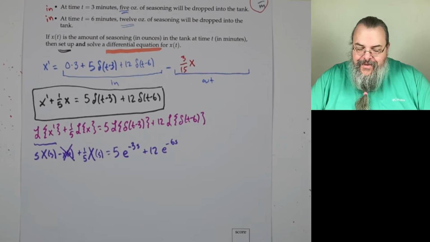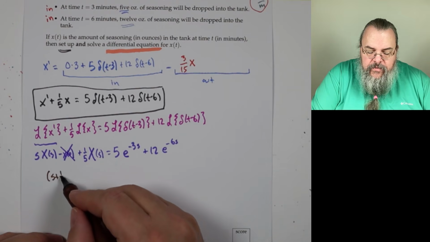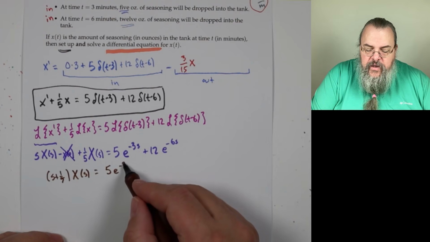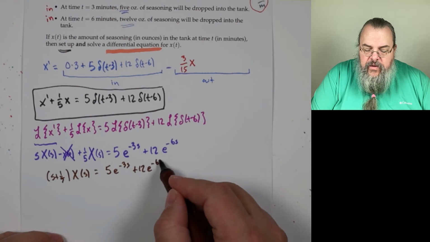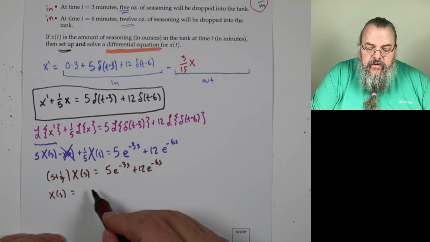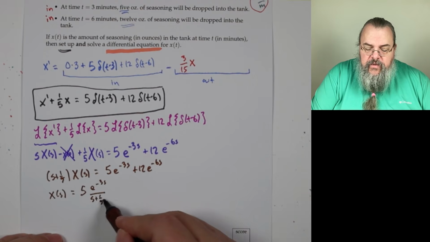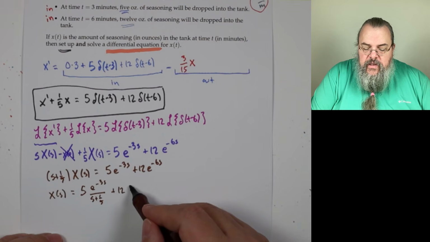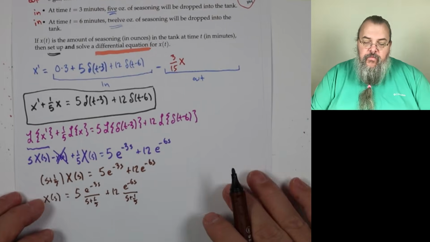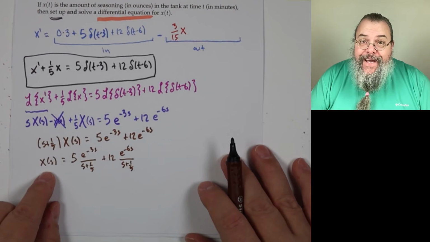Nice. Now we look at this and say we can factor out s plus 1/5 times X of s is equal to these other terms on the other side. And then we say, okay, divide by s plus 1/5. So X of s is 5 e to the minus 3s over s plus 1/5, plus 12 e to the minus 6s over s plus 1/5. And we're almost there.